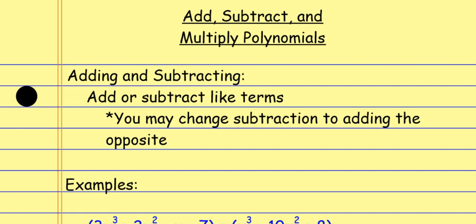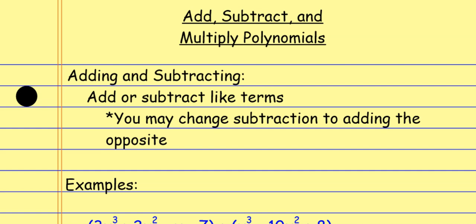Hi there, folks. Today we're reviewing some of these operations with polynomials, that idea of adding, subtracting, and multiplying polynomials. And so starting with adding and subtracting, remember, we can only add or subtract like terms. One of the suggestions I would make is anytime we have subtraction, let's change it to adding the opposite, or let's distribute that negative sign so we don't have to worry about making as many sign errors, okay?